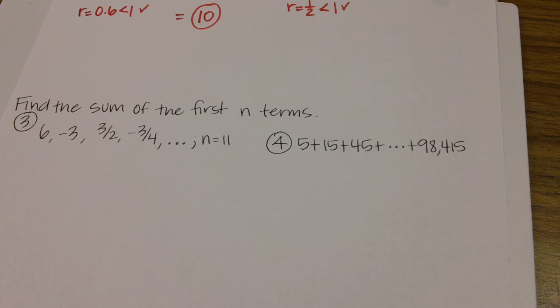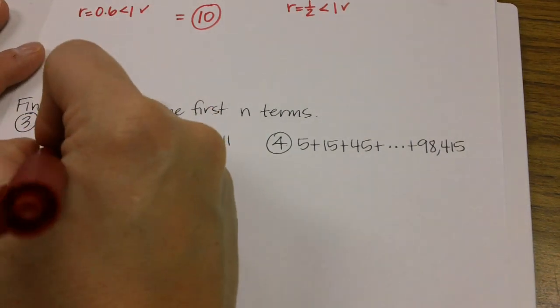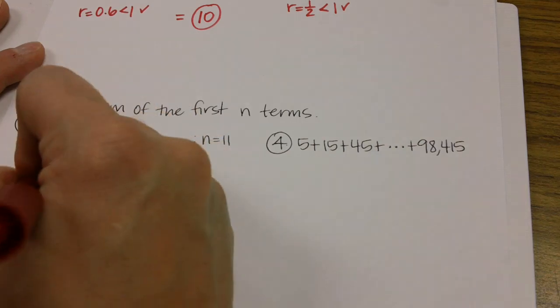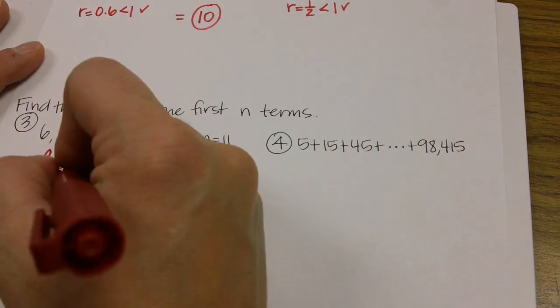All right. So in the first one, you're given the sequence 6, -3, 3/2, -3/4, and you are asked to find the first 11 terms. All right. So first of all, we know our A1 is 6, and then we need to determine our common ratio. Okay. So A1 is 6, and our common ratio equals -1/2.